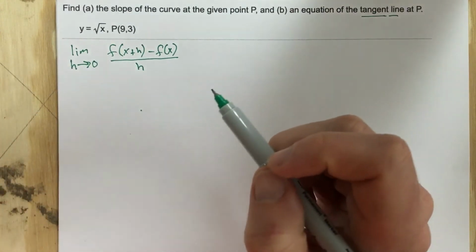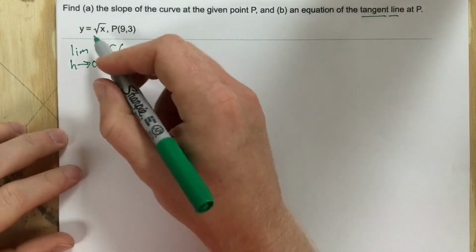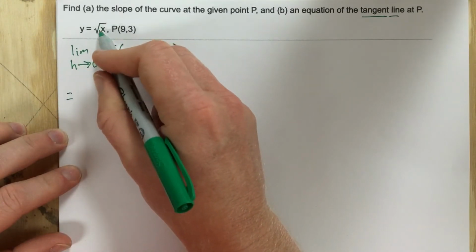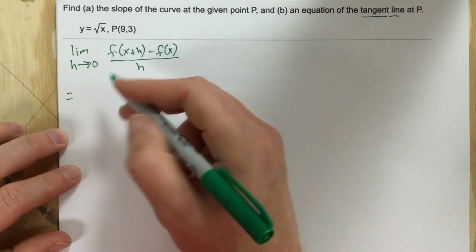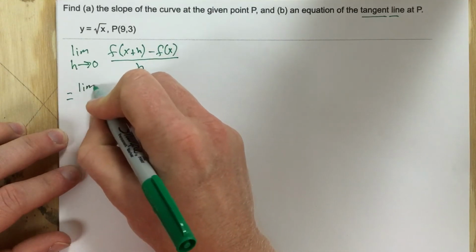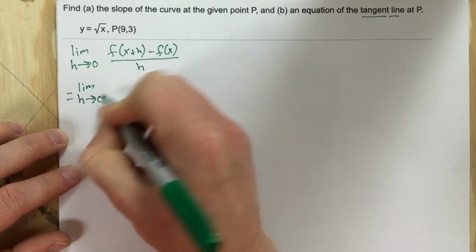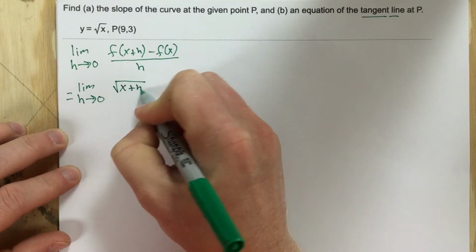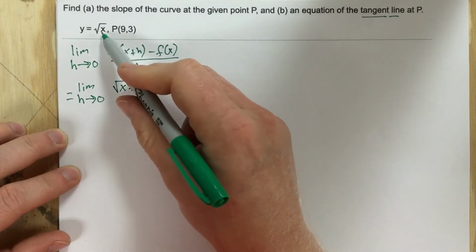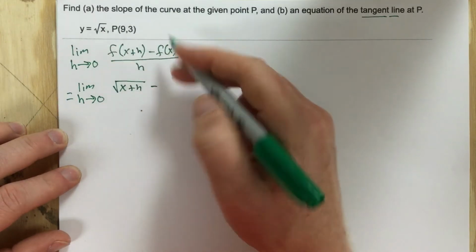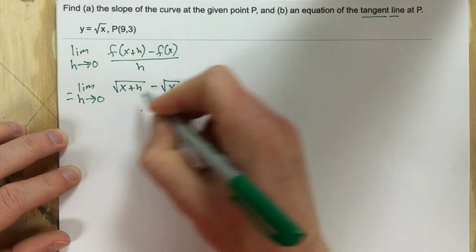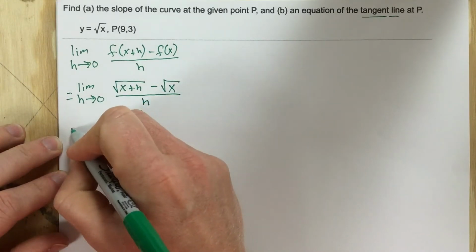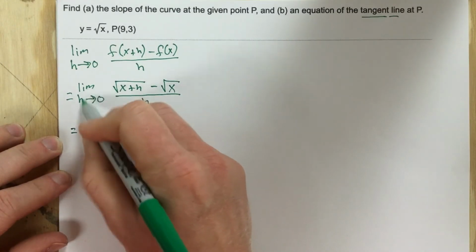We're going to start out by saying that we're going to take this root x function and we're going to plug in x plus h into it. So we're going to say limit as h approaches 0 of root x plus h minus, and then the original function, they want us to subtract f of x, so that's just root x. And that's going to be all over h. And that's going to equal, I'm just going to say ditto for the limit.